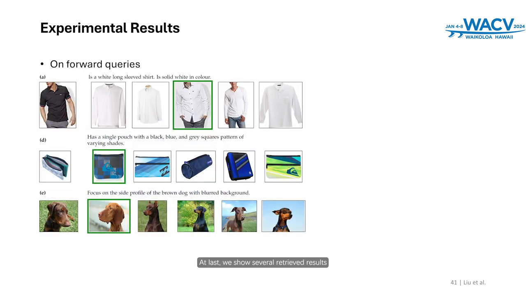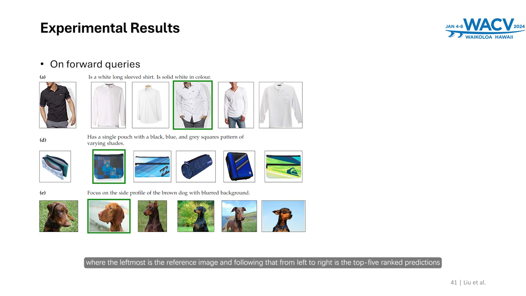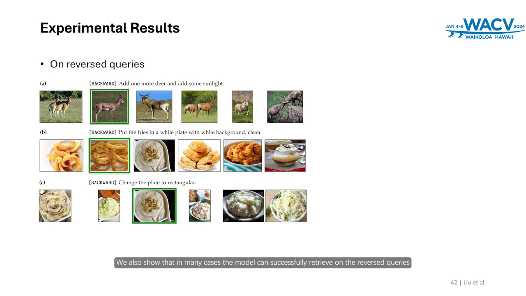At last, we show several retrieved results, where the leftmost is the reference image, and following that, from left to right, is the top 5 ranked predictions. The green bounding boxes denote the ground truth target. We demonstrate that the model is capable of reasoning over semantically complex text alongside the images. We also show that in many cases, the model can successfully retrieve on the reversed queries. Note that the text in these examples needs to be interpreted in this reversed semantic.